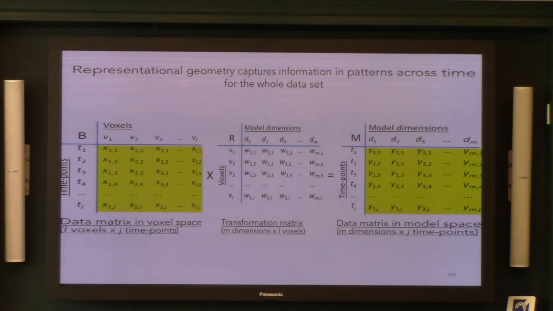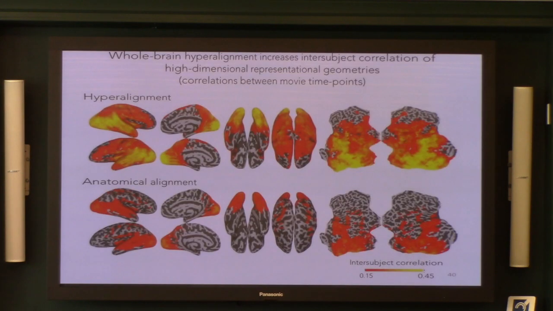And so we do this for all time points. So for half of the movie, that's a matrix of pairwise similarities that's 1,300 by 1,300, or about 800,000 pairwise similarities. And we ask, how similar is that representational geometry across subjects? And we can show that inter-subject similarity of representational geometry is greatly enhanced by hyperalignment. Okay?